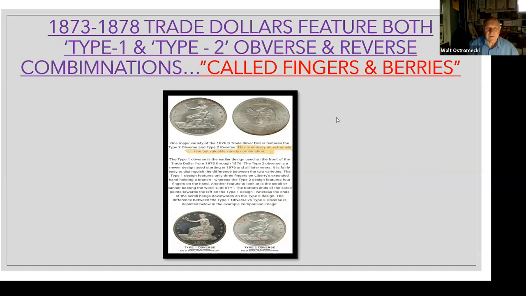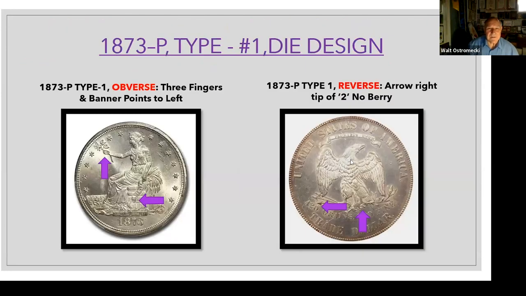And of course, the 1883, here's just an overview. There were two different types, and we'll get into that in a little more detail. But for now, to whet your appetite and hopefully spark your interest in collecting these as I do, we call type ones fingers, we call type twos berries. And we'll look at some of these combinations. Liberty holding out her flowers has four fingers or three fingers. Berries, two, or is there three? So those are some of the major designs that have been in issuance.